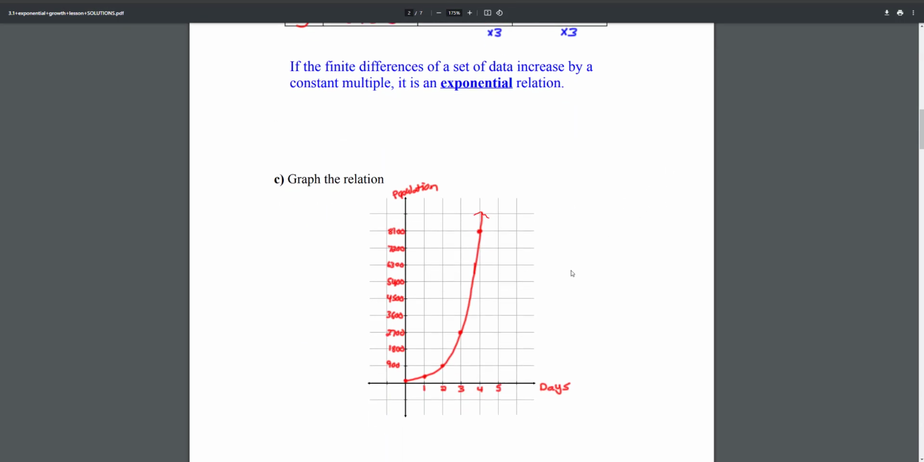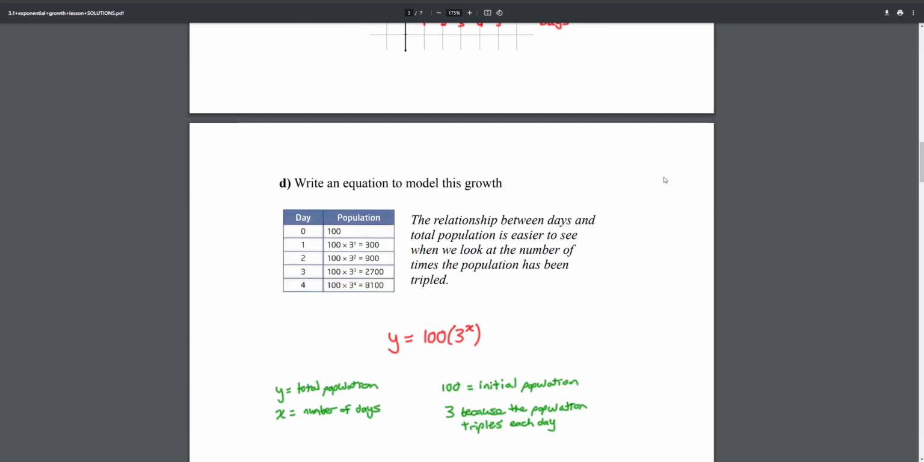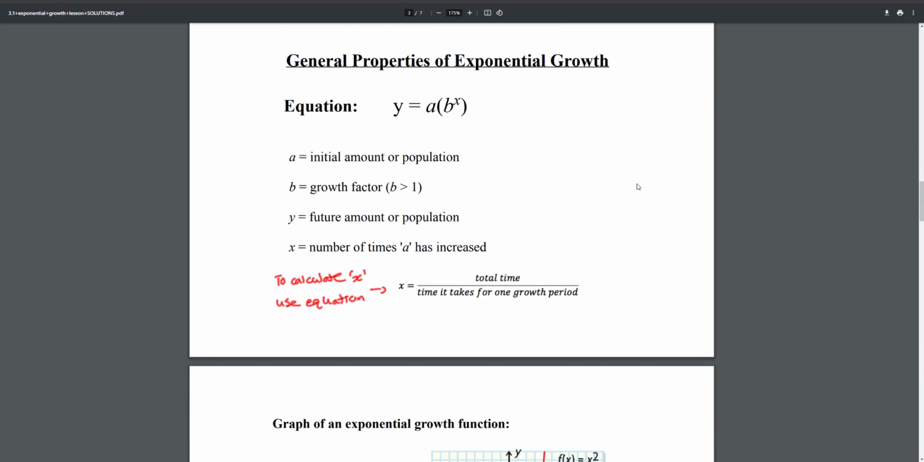An exponential relation kind of looks like this, starts off slow and then shoots up through the sky. And now we're going to learn this. So this is our general equation when it comes to an exponential growth function. There are two types of exponential functions, technically 4, but we'll get into that later. Exponential growth and exponential decay. So those are the two main ones.